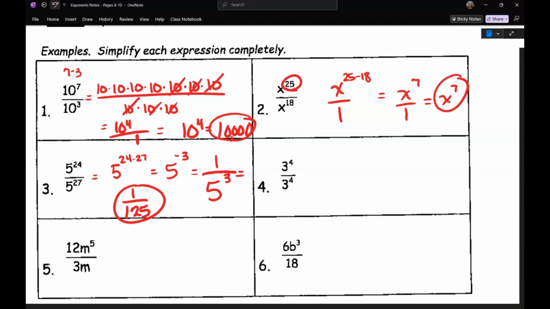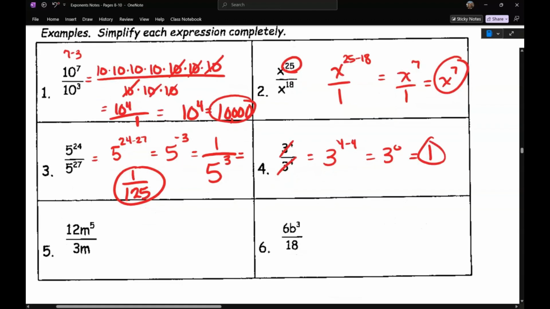All right, 3 to the 4th over 3 to the 4th. That's going to be 3 to the 4 minus 4, which is 3 to the 0. And earlier we saw anytime you have an exponent of 0, that just equals 1, which makes sense because these cancel each other out completely. So you end up with 1 anyways.